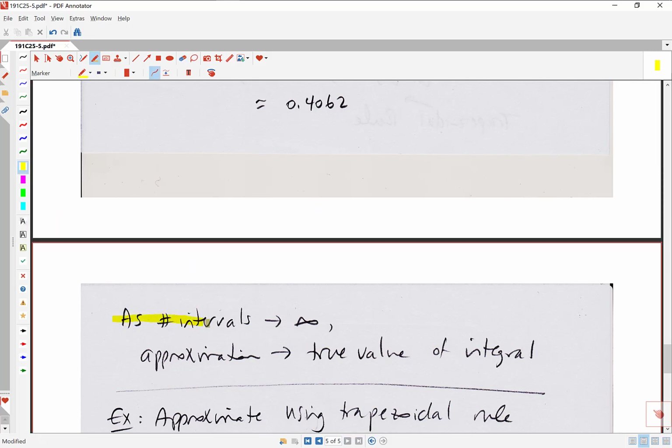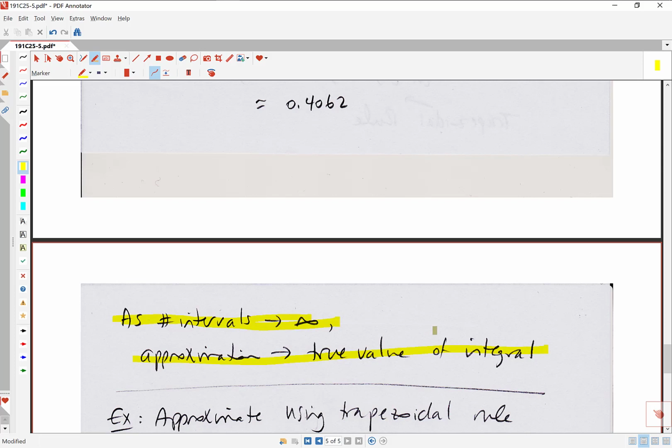So as the number of intervals goes to infinity, or you could say as the number of intervals gets bigger, the approximation gets better and better. So this approximate value that we've calculated approaches the true value of the integral. In other words, if you do the approximation with 100 intervals, it's going to be more work, but it's going to give you a truer value than if you did the approximation with 4 intervals.